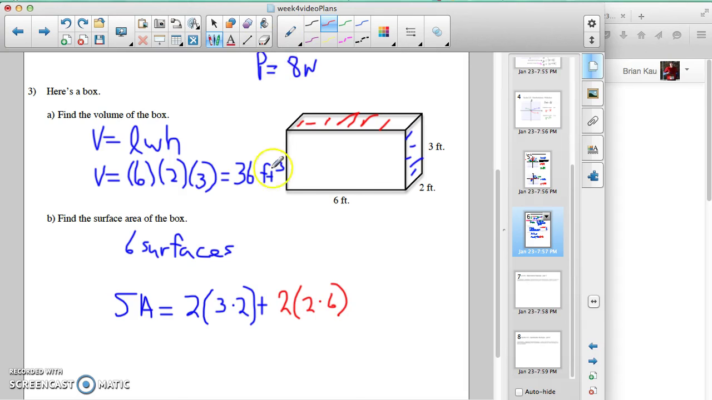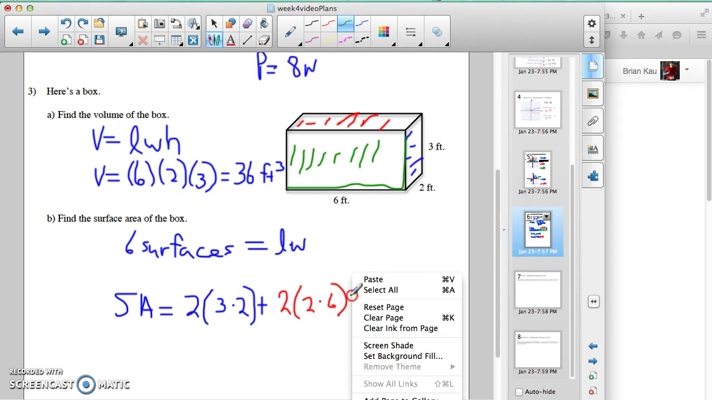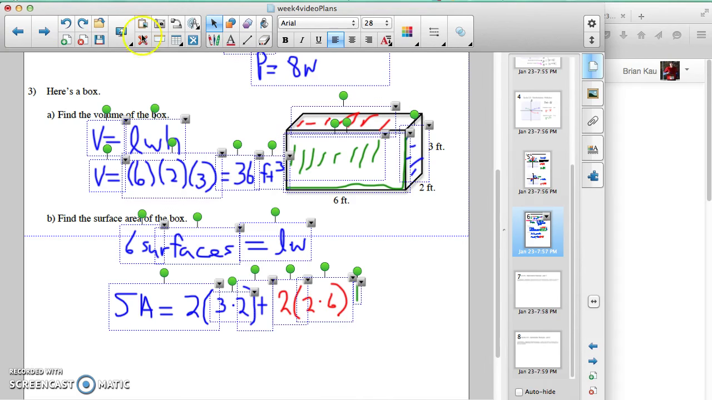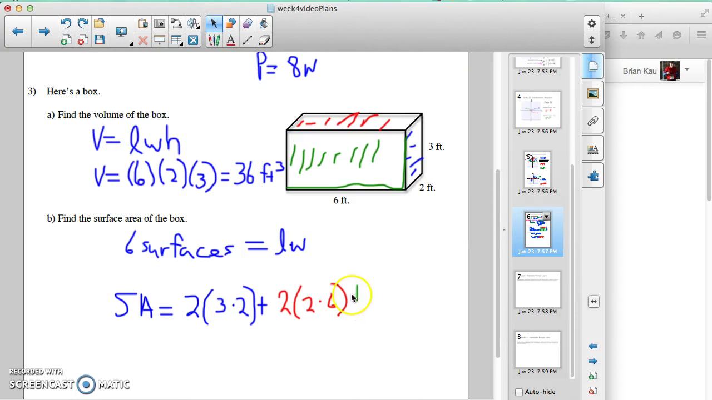Each of our surfaces is a rectangle, so each surface is going to have a length and a width. Length times width, because it's a rectangle. And then we have this surface here, and there's 2 of these as well. So this surface is 6 by 3, so we're going to have 2 of those as well. So 2 of the areas of 6 times 3.